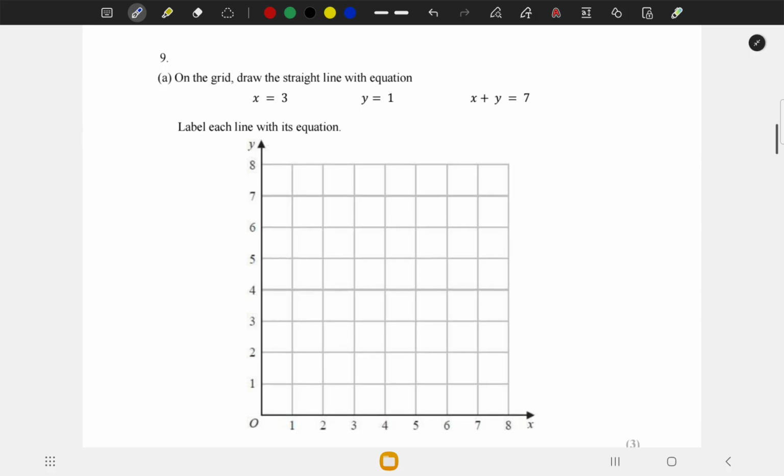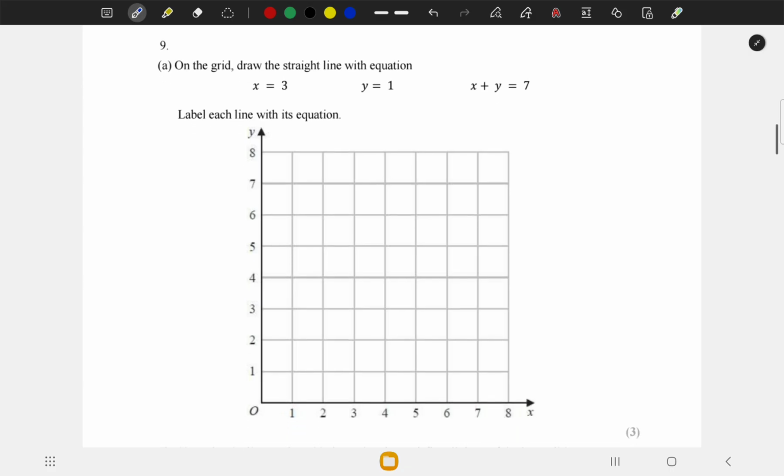You've been given a grid and you're being asked to draw the straight lines with three equations: x equals 3, y equals 1, and x plus y equals 7. Additionally, they have told us to label each one of these lines. So let's get on with it.